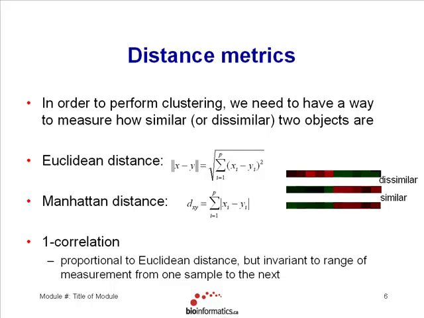Okay, so here, just schematically, I've put down two samples. Here we have some genes that are upregulated. Here we have some genes that are downregulated. So you can see that these two would be dissimilar, and these two samples would be quite similar.